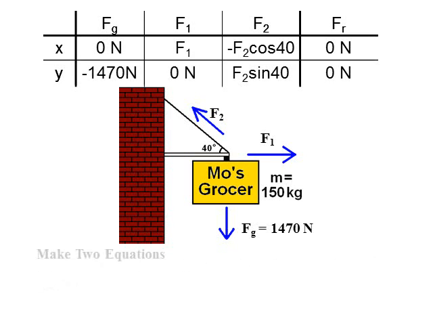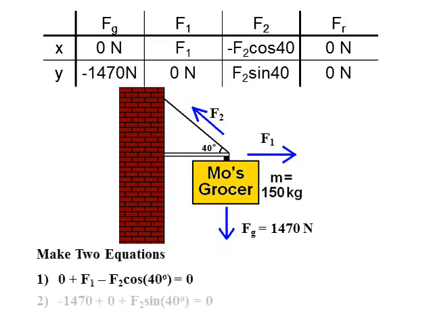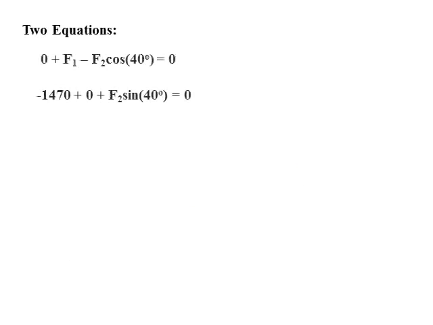So this helps us set up our two equations. In the x direction, we have 0 plus force 1 plus a negative force 2 cosine of 40 is going to be equal to 0. In the y direction, we got negative 1470 plus 0 plus force 2 sine of 40 is going to be equal to 0. So here's our two equations.